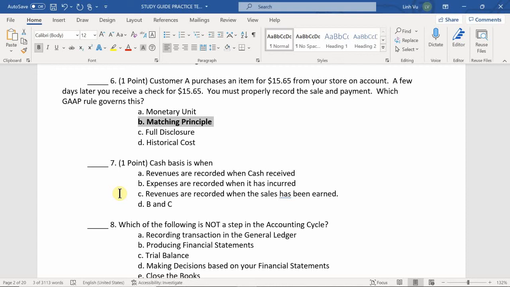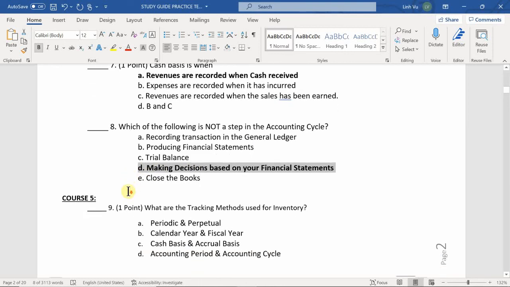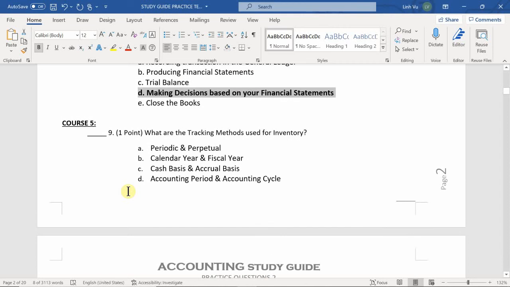It is A. Revenues are recognized when cash is received, versus expenses are recognized when they are incurred. So A is the only answer. Good. Number 8, which of the following is not a step in the accounting cycle? D. Making decisions based on your financial statements. Good, you don't do that. Yes, not a part of the steps.